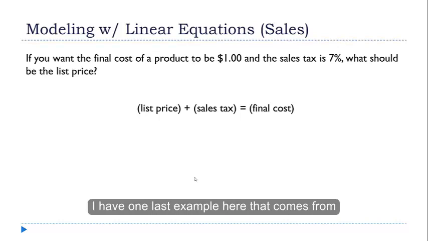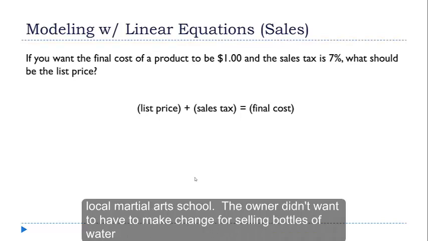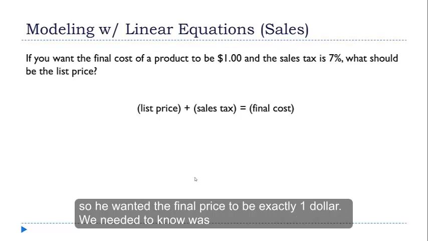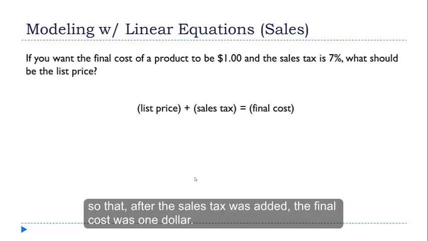Now, I have one last example here that comes from a sales situation. This is a question that I actually got asked while working at a local martial arts school. The owner didn't want to have to make change for selling bottles of water, so he wanted the final price that the customer had to pay to be exactly $1. And what we needed to know was what number should be entered into the cash register so that after the sales tax was added, the final cost was $1.